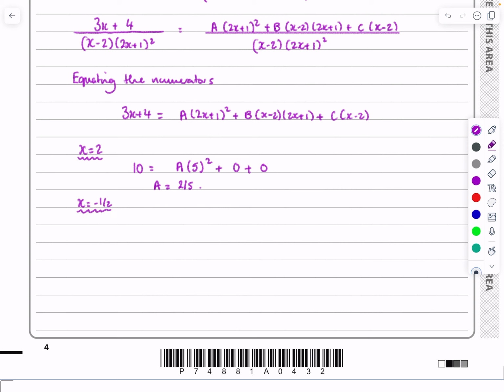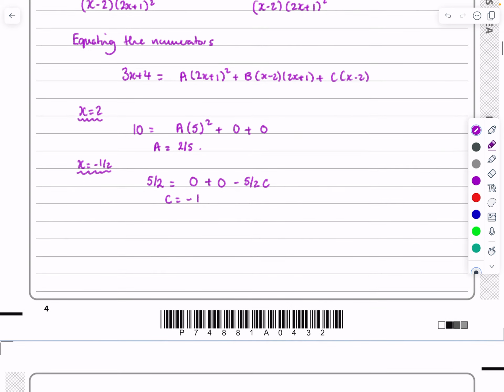So if x is equal to minus a half, then I'm going to get 4 minus 3 over 2, which is 5 over 2 on the left-hand side, and I'm going to get 0, I'm going to get 0, and I'm going to get whatever C works out to be. And it's minus 2.5C, or in other words, minus 5 over 2 C. I'm really quite pleased at that stage that C works out to be a nice, neat answer there. Now for the last one, you can choose x equals whatever you want and then work it out.